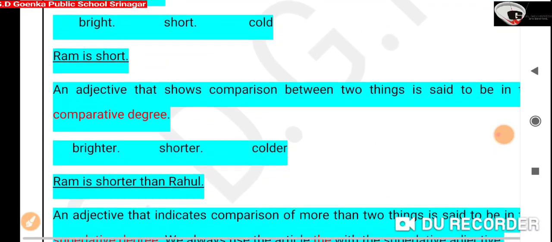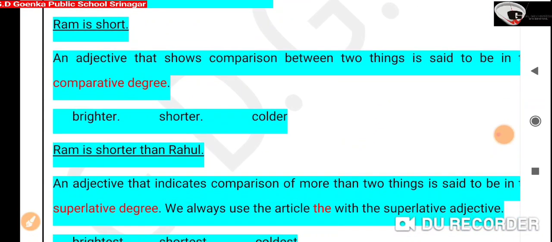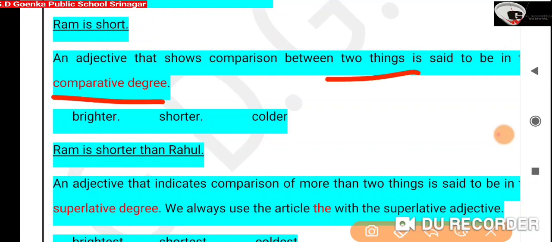The second category we have is when an adjective that shows comparison between two things is said to be in comparative degree. So when there is comparison of two things, the adjective is said to be in comparative degree. For example, brighter, shorter, colder. Look at this sentence. Ram is shorter than Rahul. Here we have two nouns and we're comparing them. So we're using the comparative degree of short, shorter. Ram is shorter than Rahul.